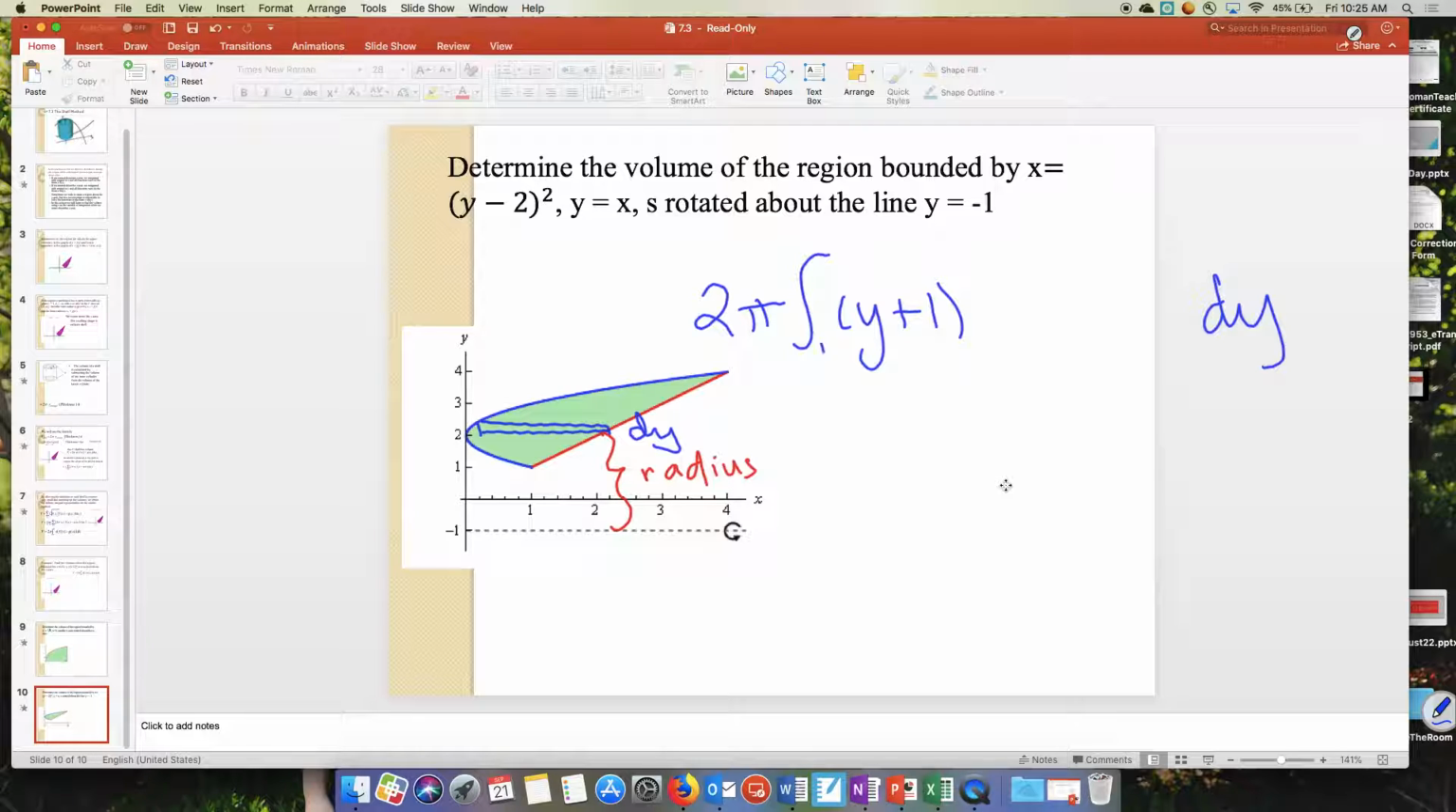Okay, our limits of integration would be 1 to 4. Those are our y limits. And then the height of each of these shells is the length of that rectangle: right minus left. Sorry, I should do these backwards for you. On the right, we have a line. On the left, excuse me, I don't want an x, y minus 2, the quantity squared. First of all, any issues, any questions, any concerns about this setup?